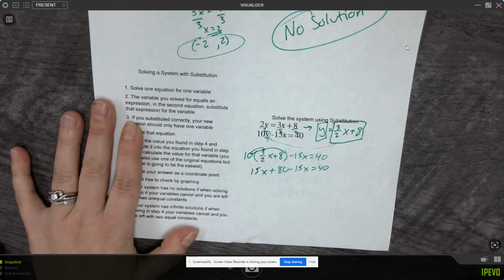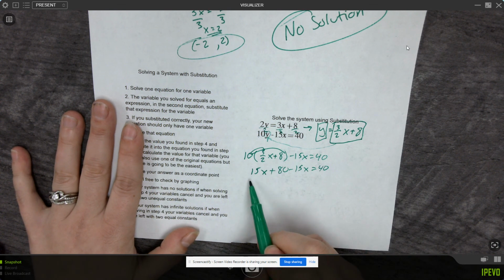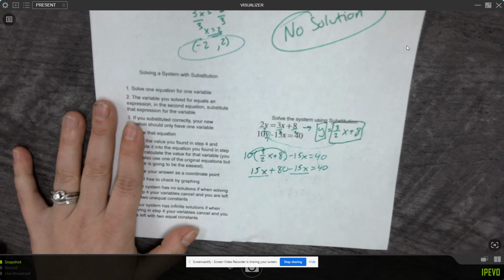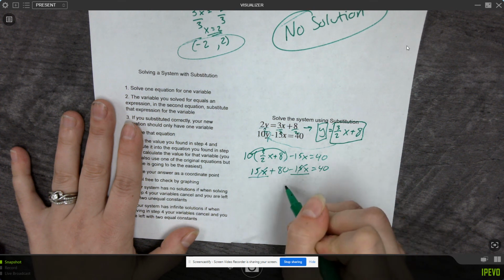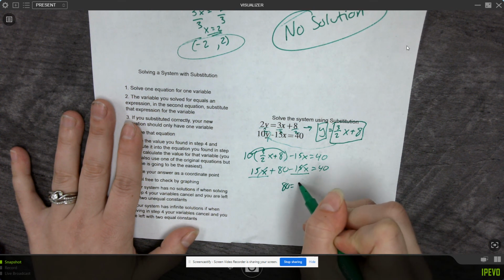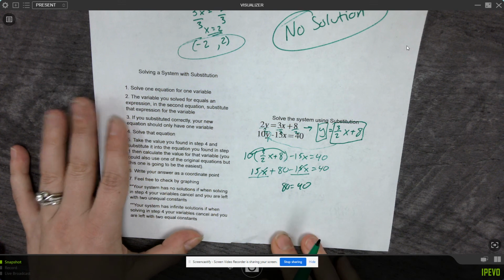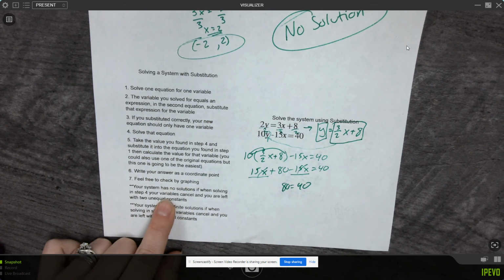Next thing you're going to want to do is combine your like terms. So you have this 15x minus 15x. 15 minus 15 is 0, not x, because that's 1. It's 0. Those are gone. Leaves you with 80 equals 40. Okay, my variables have canceled.